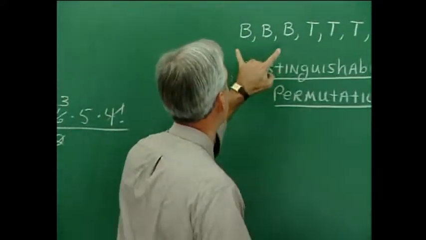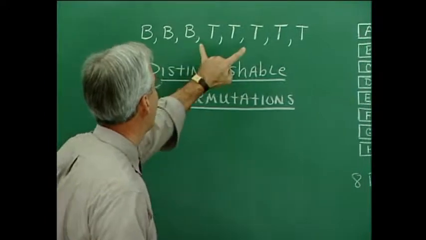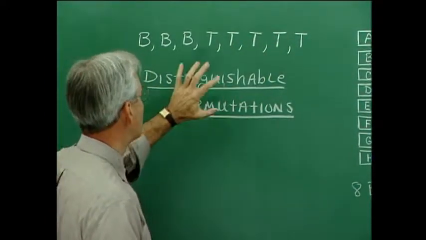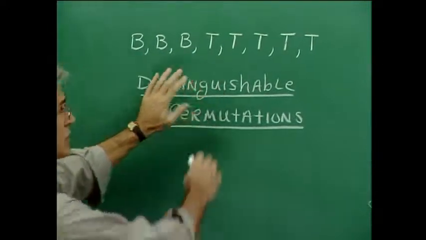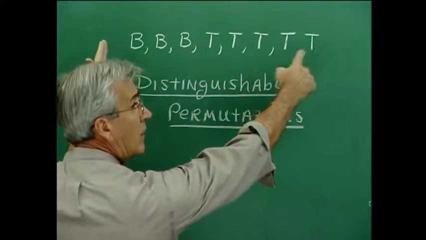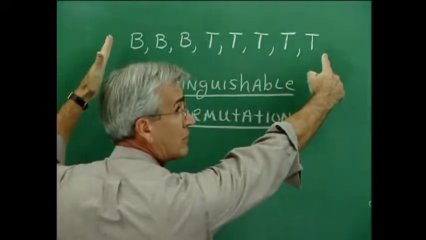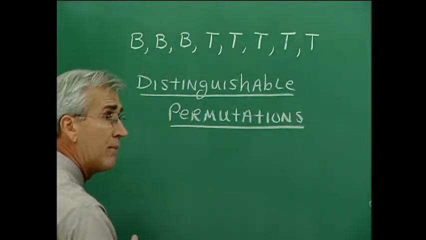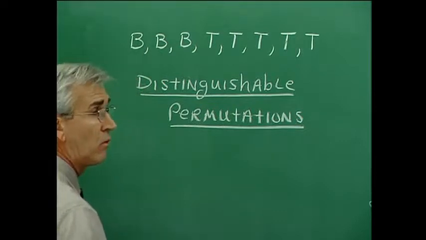All right, let's stay with this distinguishable permutation idea one more time. Suppose we have these letters. We have BBB, and then we have 5 of the letters T. And we'd like to know the distinguishable permutations for these 8 letters. Now we're talking about all 8 letters, you see. How many different ways can we arrange them that are distinguishable from one another?